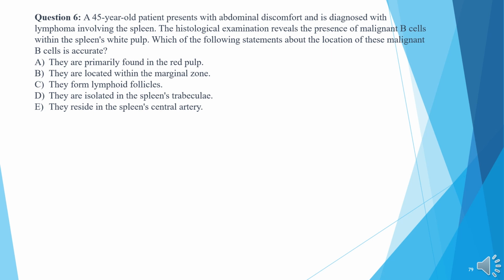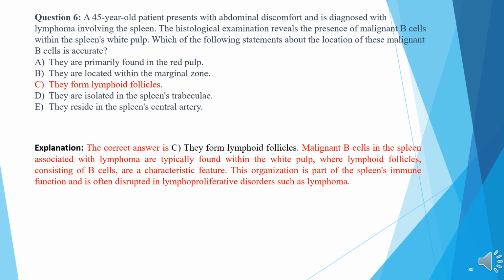A. They are primarily found in the red pulp. B. They are located within the marginal zone. C. They form lymphoid follicles. D. They are isolated in the spleen's trabeculae. E. They reside in the spleen's central artery. The answer is C. They form lymphoid follicles.